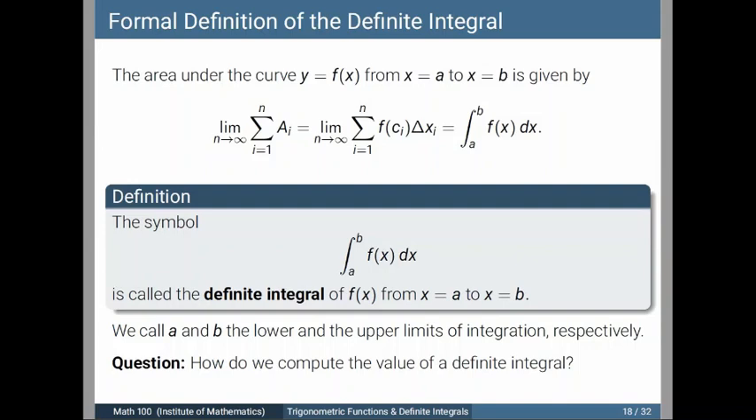Another observation is that the definite integral shares almost the same notation with an indefinite integral. So must the two have any connection? We will address these questions in the next video.